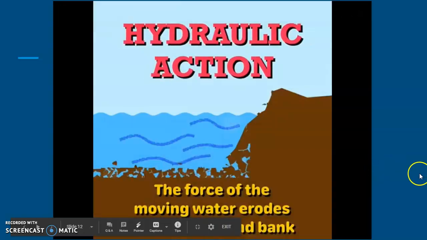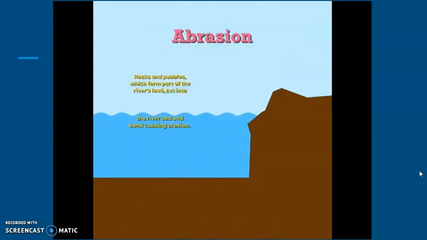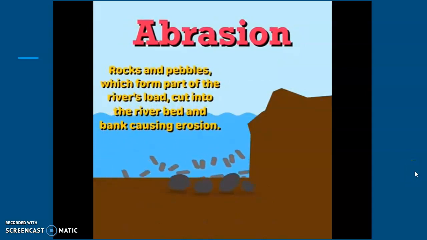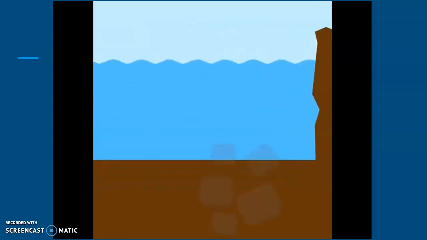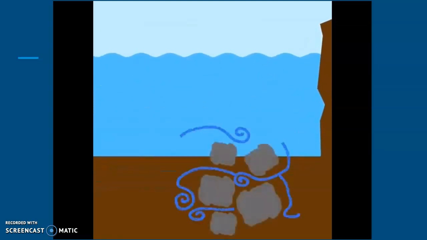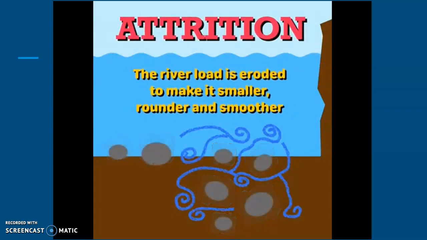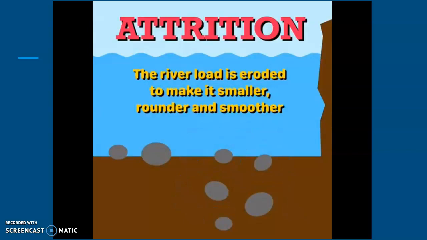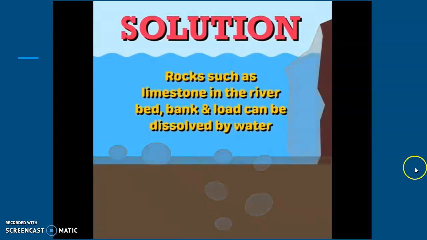So we have the hydraulic action, the force of the moving water. It's eroding the riverbed and the riverbank. Abrasion, when rocks and pebbles hit against the bed and the bank and break it down. Attrition, when those rocks hit against each other and they're worn down and smoothed and rounded. And then the final one, solution, that the rock is dissolved by the water.